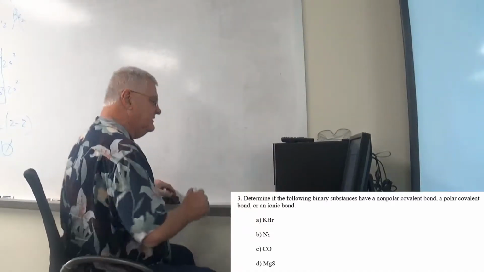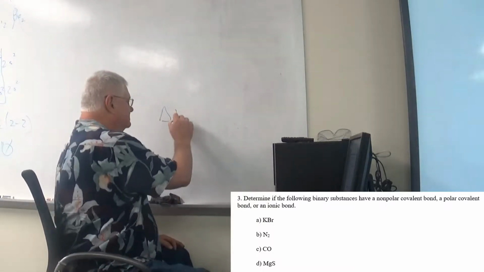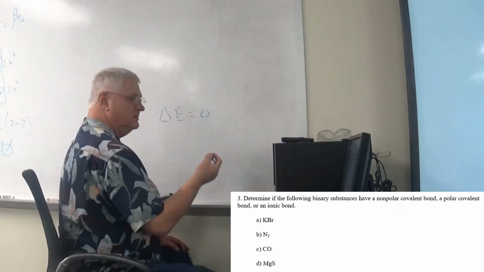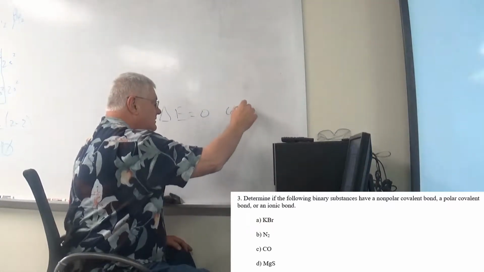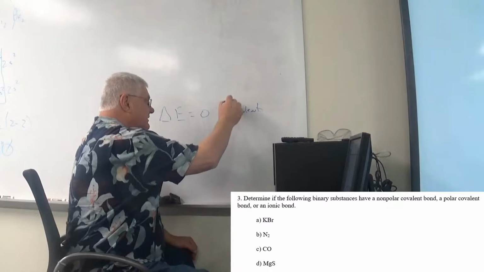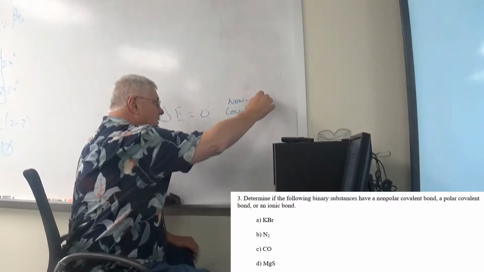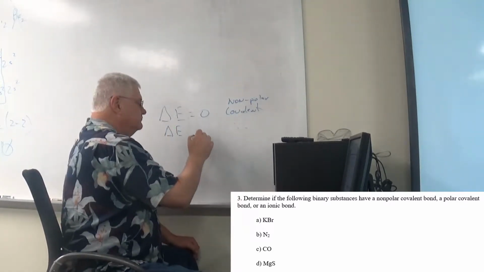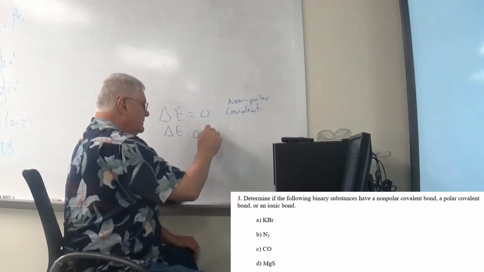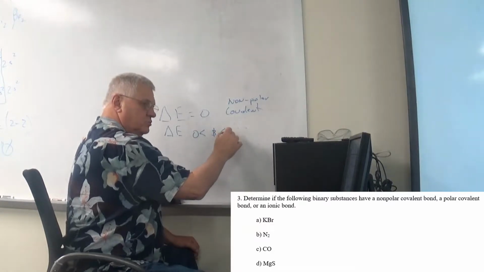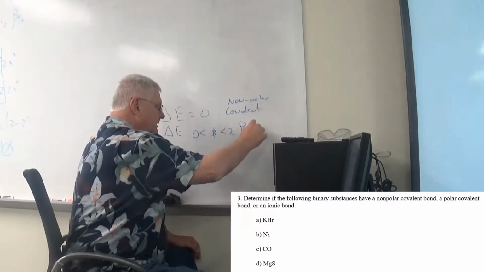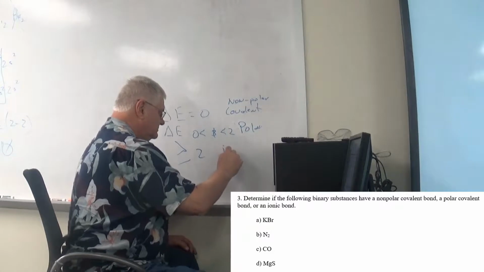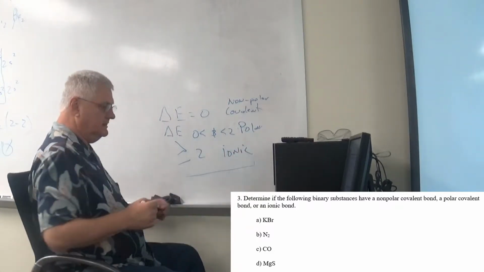Okay, if the difference in electronegativity is zero, according to your textbook, it's covalent. In other words, non-polar covalent. If the difference in electronegativity is greater than zero and less than 2, then it's polar. And if it's greater than or equal to 2, then it's ionic. So we use that as guidelines.